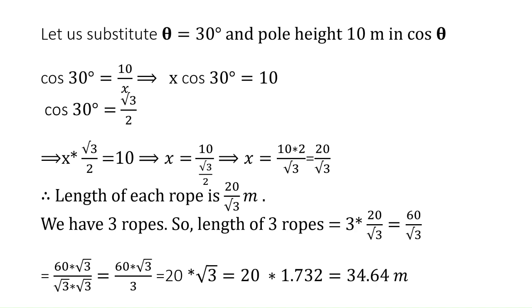So here we have applied cos 30. By applying cos 30 value and taking the height of the pole into consideration, we are able to find the length of the rope that is required. It is nothing but 34.64 meters. I hope you understood the problem.